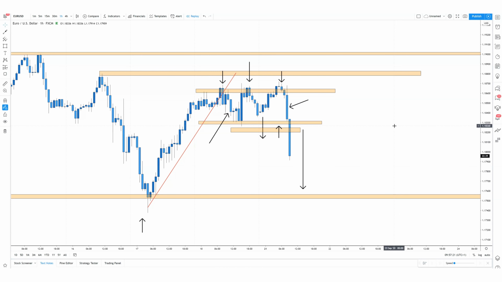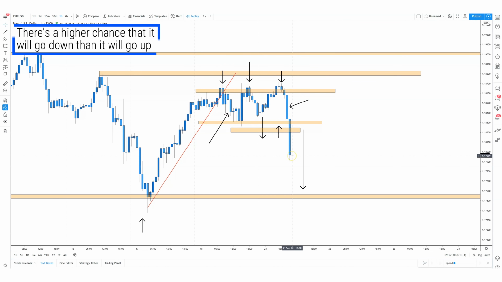You have one trade left. For those that said sell, then you'd be right. Now, does that mean it needs to go down? No. But when you add the confluence together, guess what happens? There's a higher chance that it will go down than it will go up. And all you need is that slight advantage.